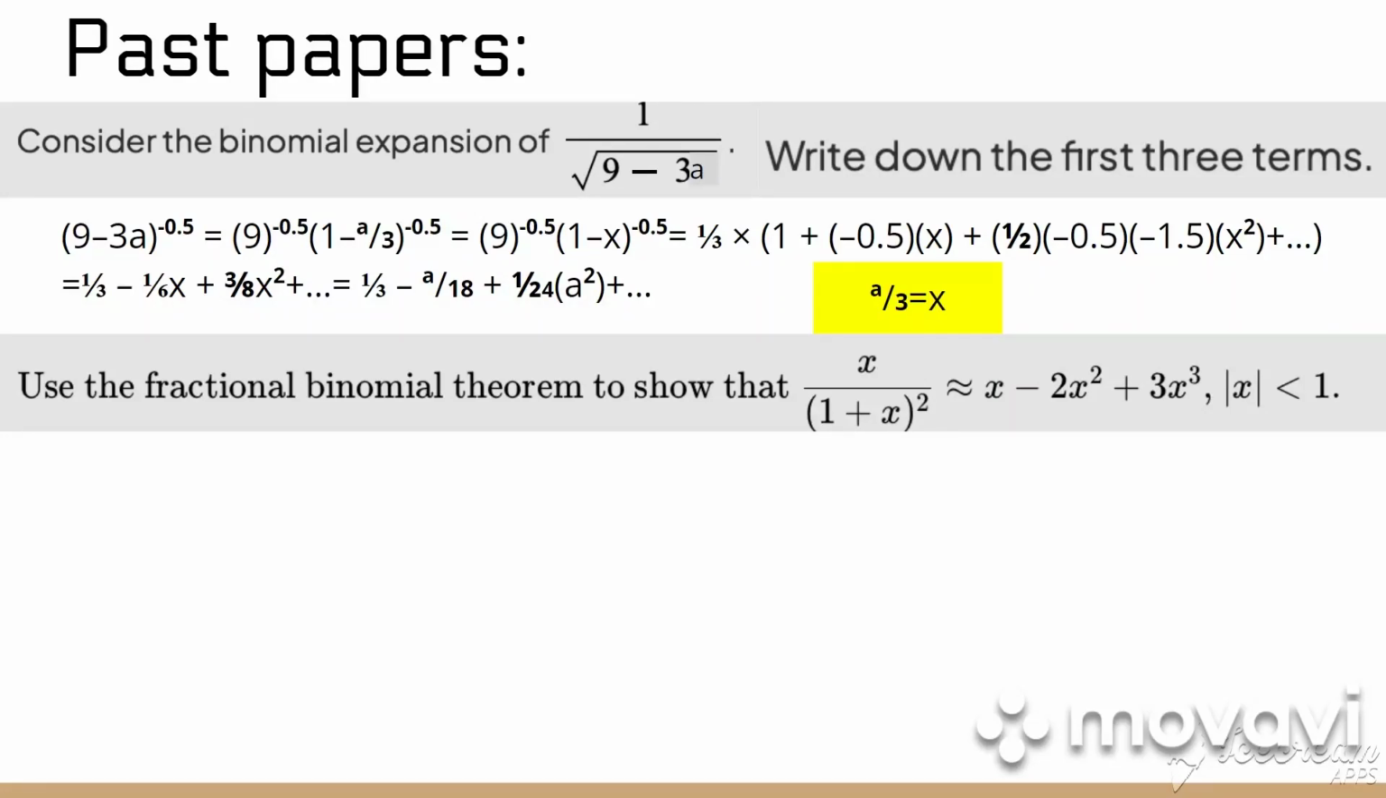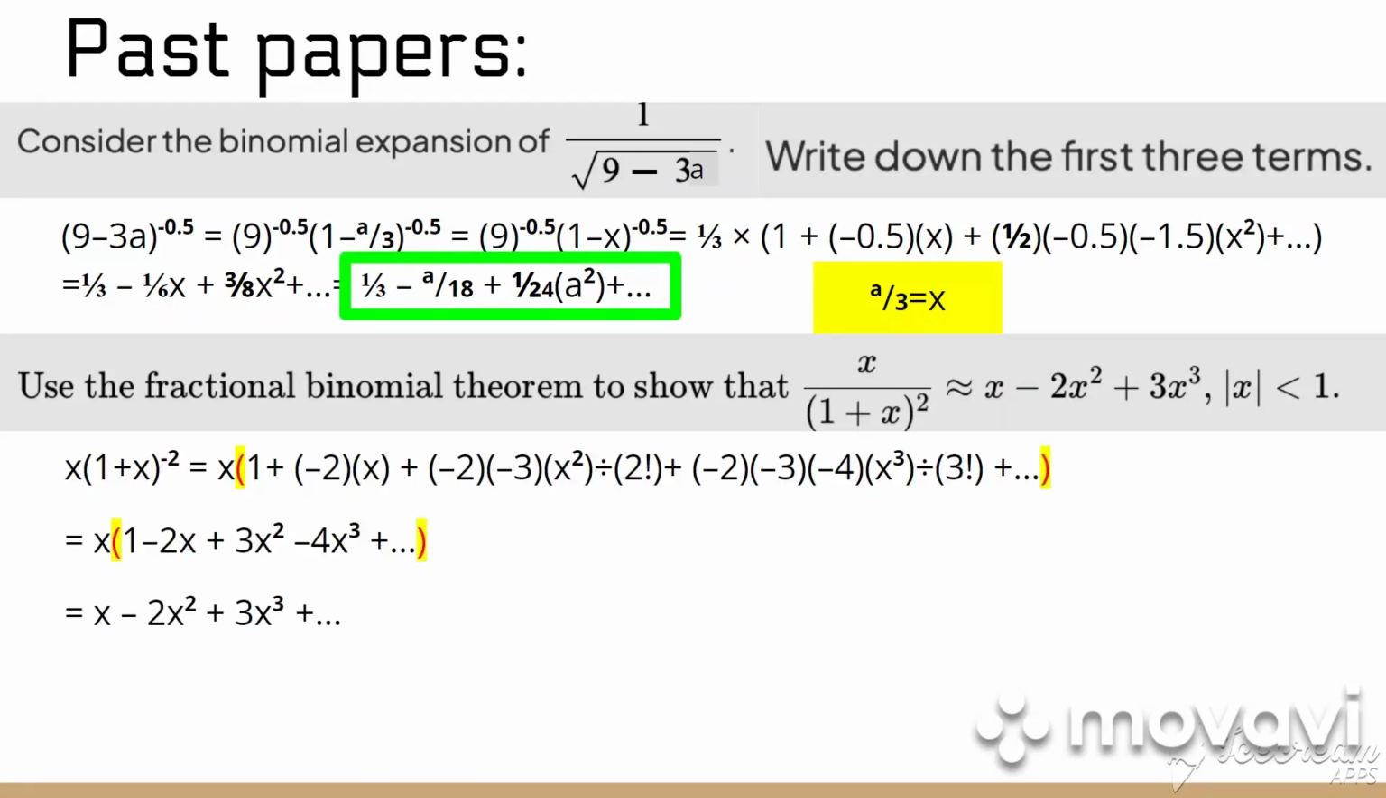And the next one, use the fractional binomial theorem to show that x divided by 1 plus x squared is approximately equal to x minus 2x squared plus 3x cubed, where modulus of x is less than 1. So in this case, firstly we need to rewrite it again, and it will be equal to x multiplied by 1 plus x to the power of negative 2.